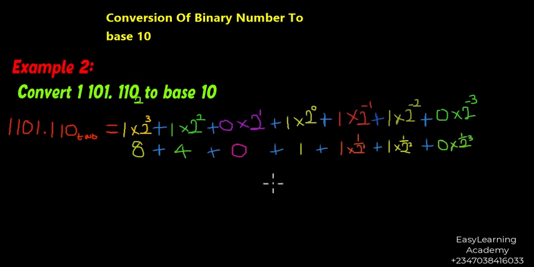Now let's add up this other part, the whole number part. Can we add it up together? Let's do it. 8 plus 4 will give us what? 8 plus 4 is 12. 12 plus 0 is still 12. 12 plus 1 is 13. So we're going to have a 13 here. We're done with the whole number part, and we can bring down a plus sign.